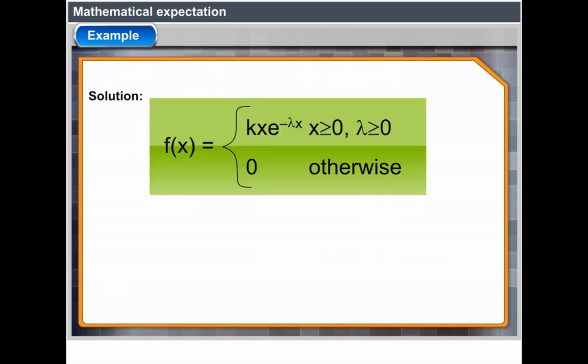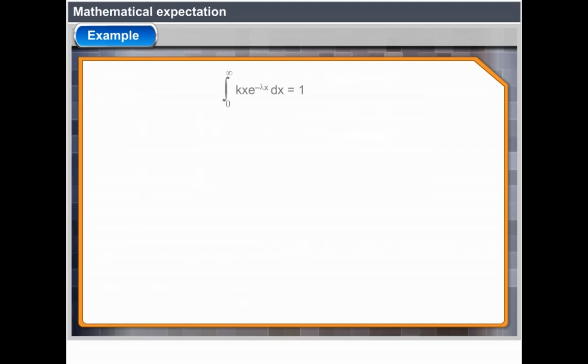Solution. f of x equal to k into x into e power minus lambda x, x greater than or equal to 0, lambda greater than or equal to 0, then 0 otherwise. Since f of x is a PDF, that is called probability density function, integral from minus infinity to plus infinity of f of x dx equal to 1. We substitute the f of x value here: integral 0 to infinity, k into x into e power minus lambda x into dx equal to 1.